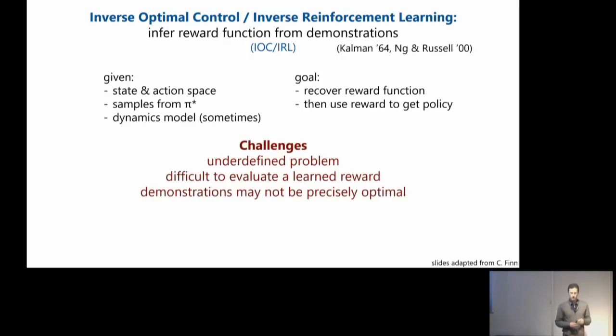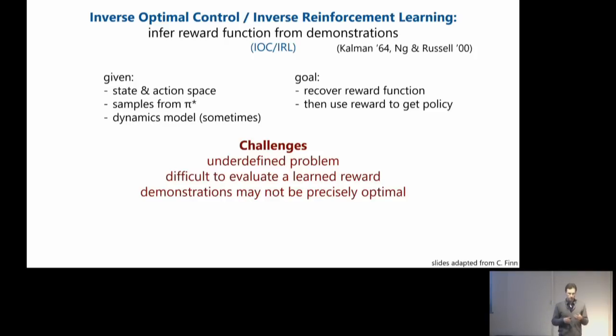Now, unfortunately, there are quite a few challenges with inverse reinforcement learning. First, inverse reinforcement learning often ends up being a very underdefined problem. If you see somebody doing something, there are many possible explanations for why they did it. Maybe they did the thing because they wanted to achieve some end goal. Maybe they did the thing because they just like taking those actions. And I'll show an example shortly.